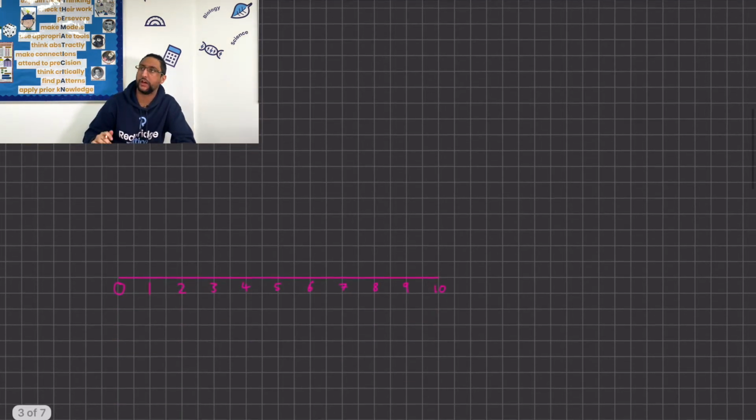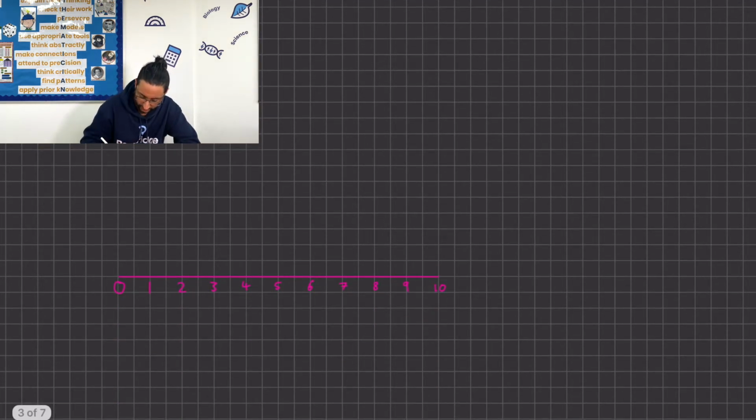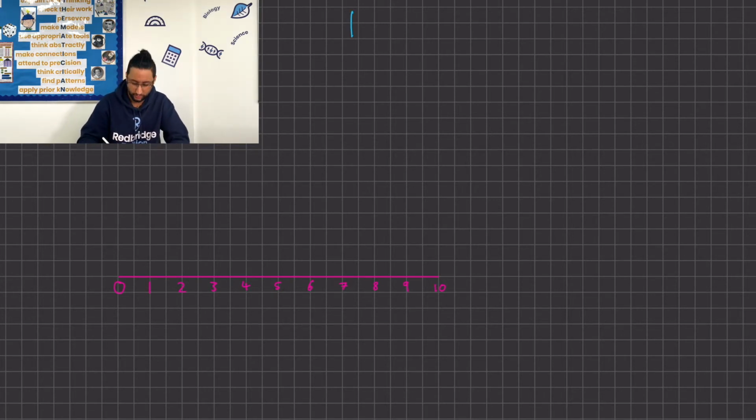So let's take a look at what it means if I say something is more than. Say I had the number 4. 4 is more than 3. That means this number on the left here is more than this number on the right here. Another example would be if I said 10 is more than 5.